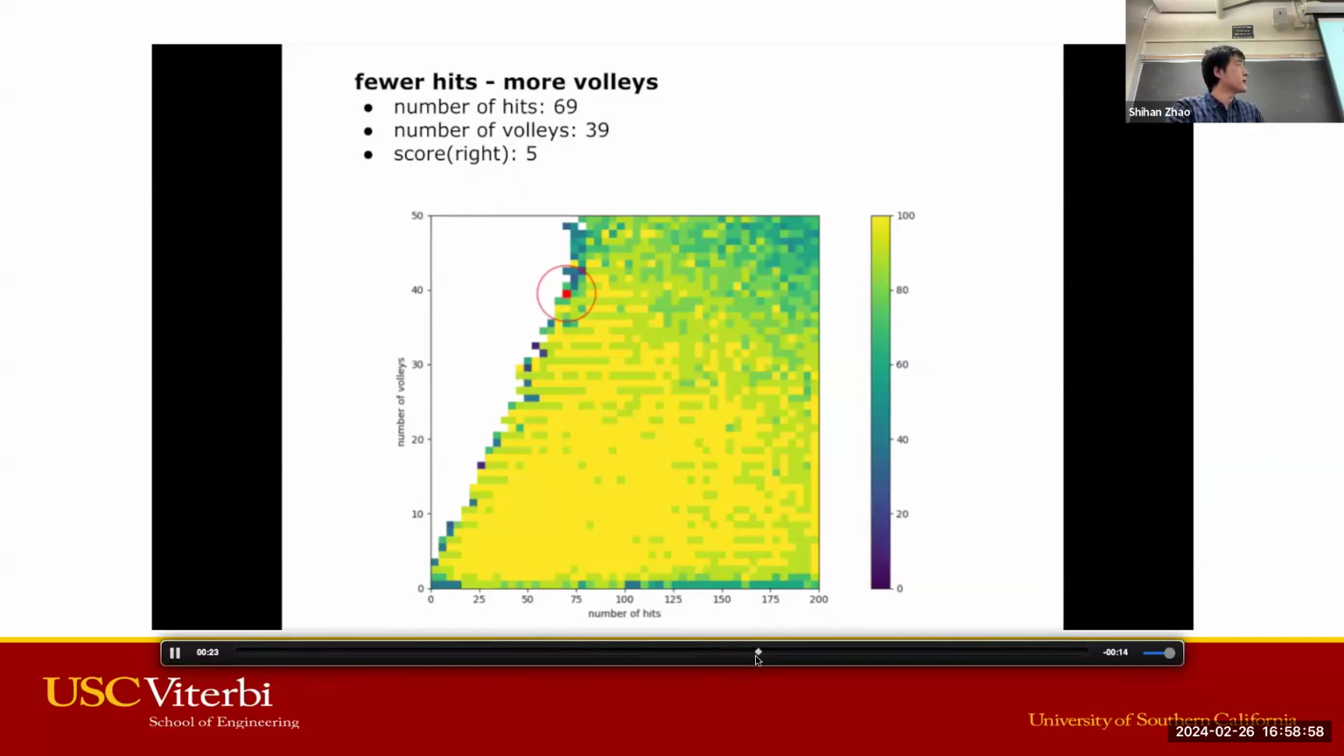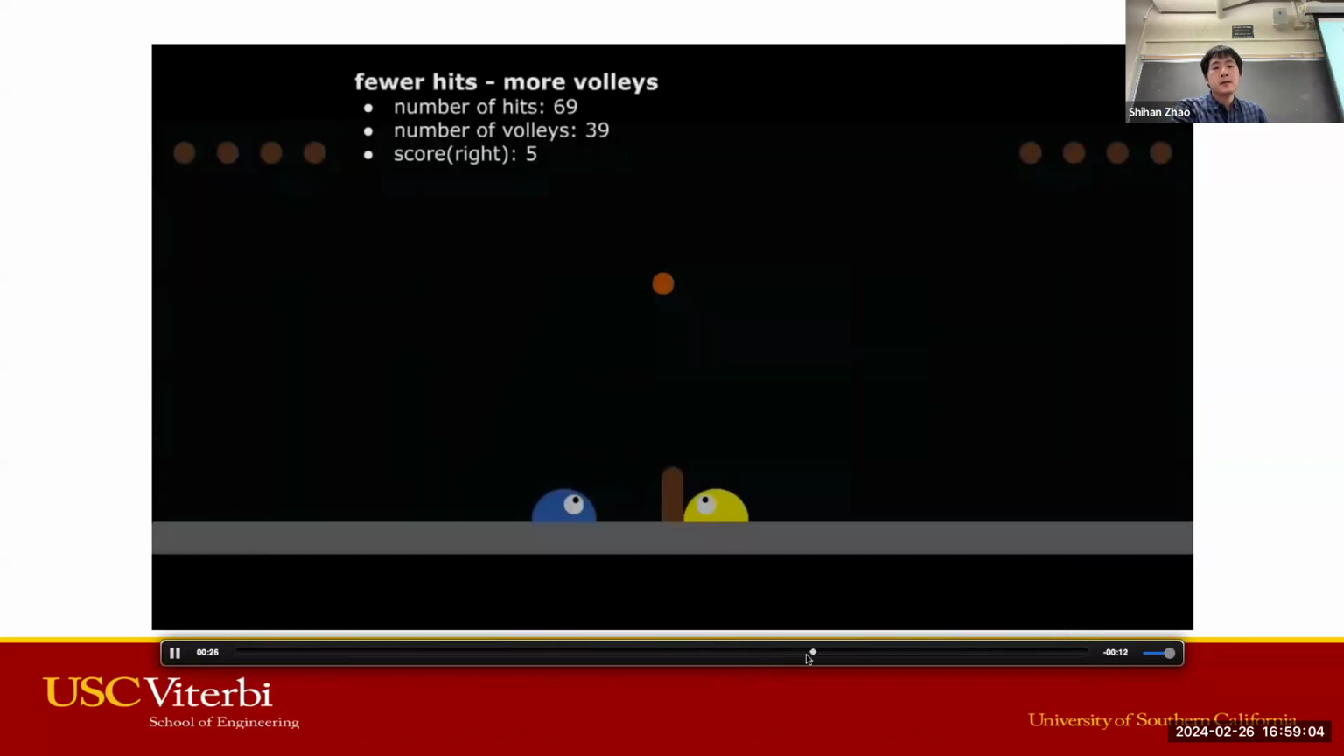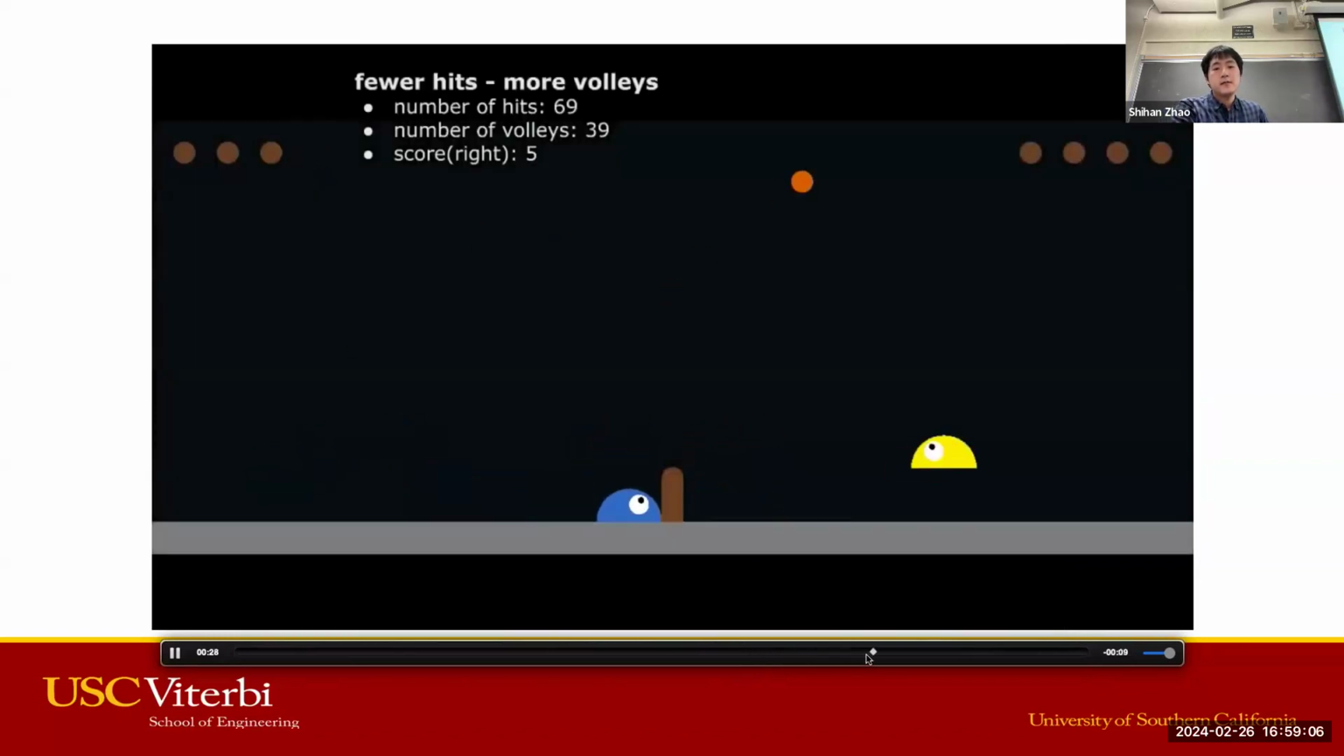And then in a second example policy, we have another policy which has fewer hits but more volleys. So in this case, the agents stay further away from the net and they try to bounce the ball as highly as possible to get fewer hits. But nevertheless, it crosses quite often.